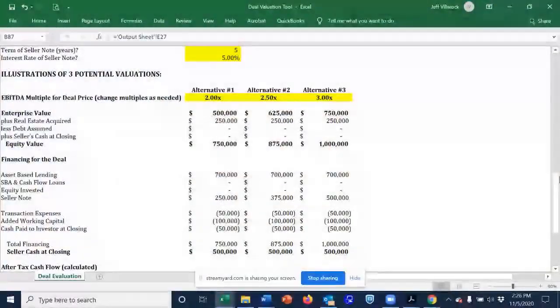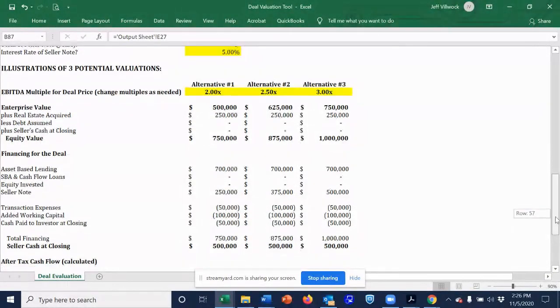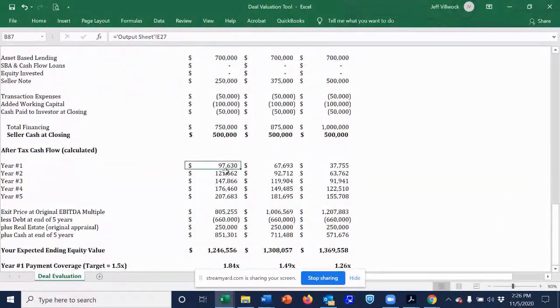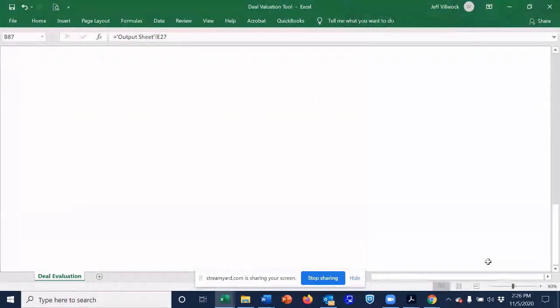Right. So this is important because obviously you want that to be a positive number. You don't want to have more cash going out than coming in. So that's good. The primary reason you do this is to basically see if it's a good deal and if it's worth your time. That's right. But you can also see how much you can pay for the business and make it work. And that's why this last row is so important.